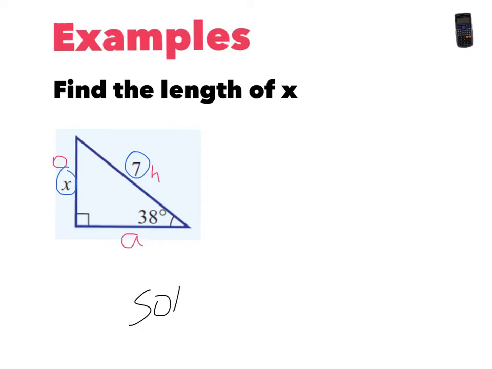I write down SOHCAHTOA. Which one deals with the hypotenuse, and which one also deals with the opposite? Cosine is adjacent, it doesn't deal with that. I don't have the adjacent. Oh, okay. Sine deals with the opposite and the hypotenuse. So that's the ratio I'm going to use: my opposite and my hypotenuse.